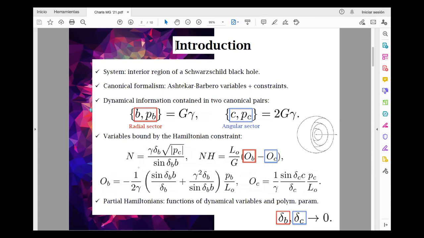So in the absence of any cross-dependence at the level of the parameters, these objects, OB and OC, generate the dynamics in the radial and angular sectors. And that's why I will refer to them as partial Hamiltonians from here on out.